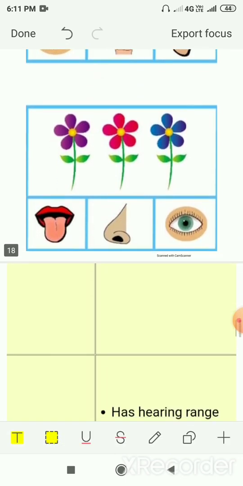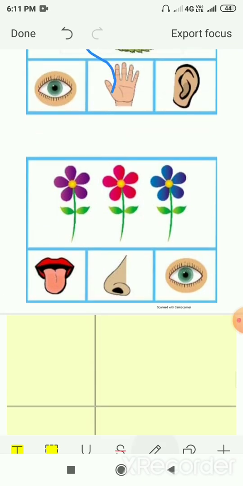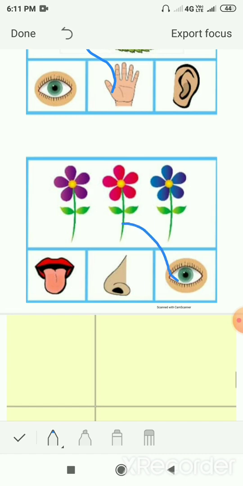Next is flowers, different colors of flowers. So how can you identify whether it is a pink flower or a blue flower? By tongue, nose or eyes? So by eyes you can identify the color of the different flowers.